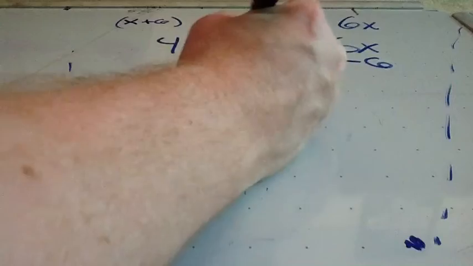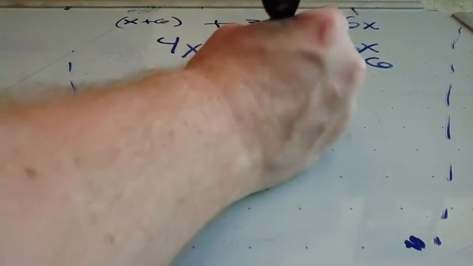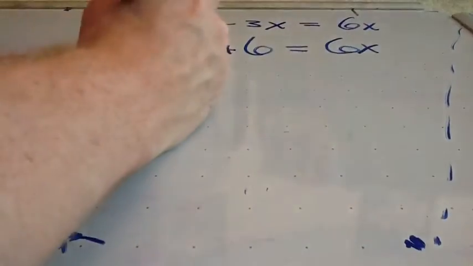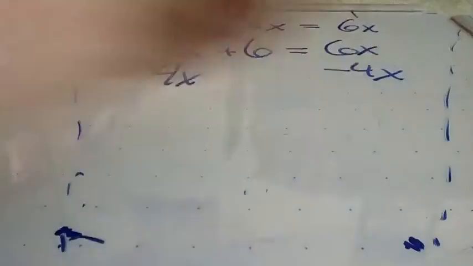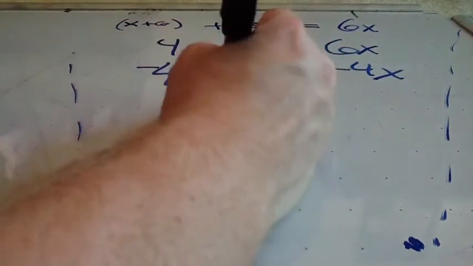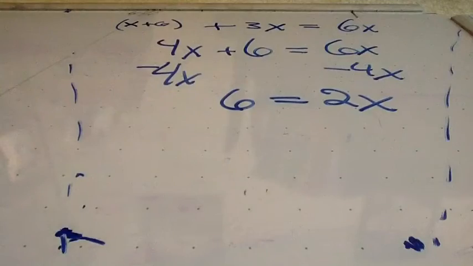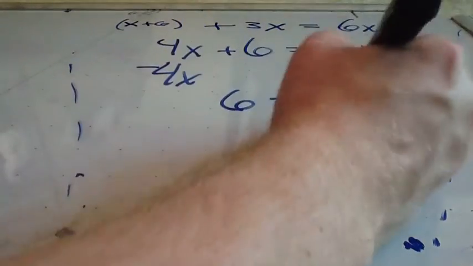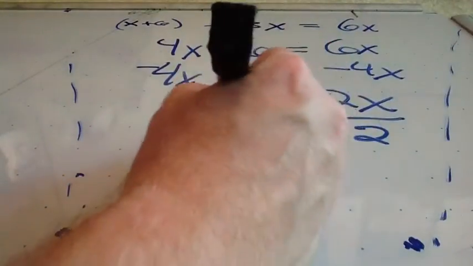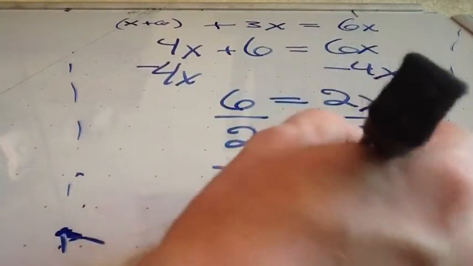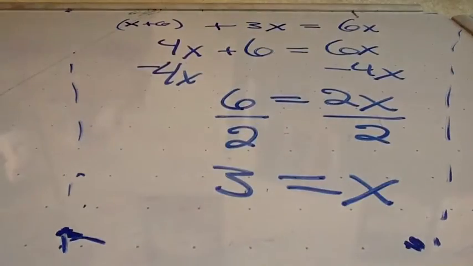I'm going to subtract my 6 from both sides, giving me 4x. Oops. No, I'm not. I'm going to subtract 4x from both sides. That's going to give me 6 equals 2x. And now I'm going to divide both sides by 2. So 3 is equal to x.